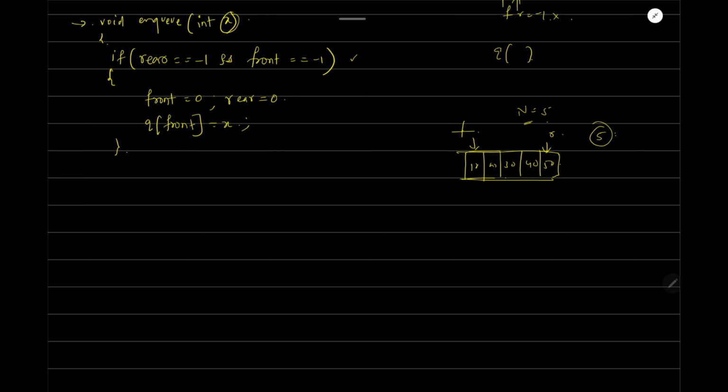Because the maximum size of the queue is 5, all 5 elements are filled here, so no new element can be inserted. We'll write that case now. Else if front, or we can simply say rear, is equal to n minus 1, that is, if rear is 4, we can simply say printf: it is an overflow condition, meaning no new elements can be added into the queue.